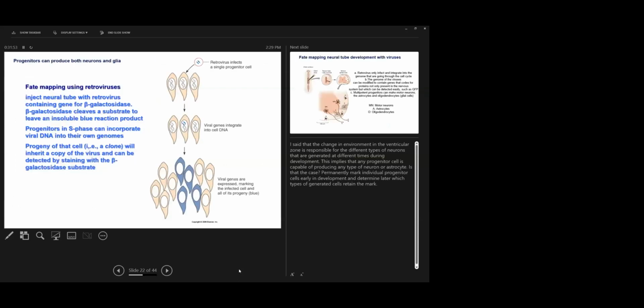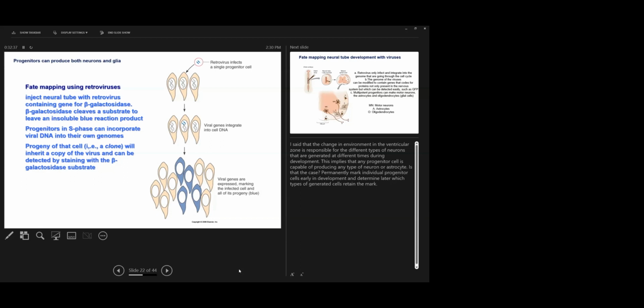Okay, so now, how do we study which cell becomes which type of neuron? You can do that by fate mapping using retrovirus. You can clone a specific gene, and you can track it throughout development. You can use the beta galactosidase gene, which cleaves a substrate to form a blue product. Now you take the progenitor cells in the ventral surface of the spinal cord and inject the virus into one of the progenitor cells.